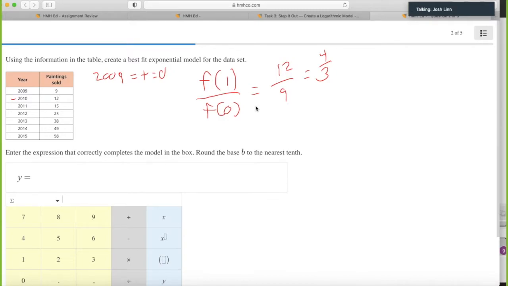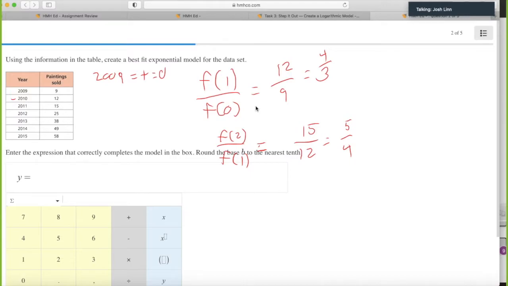So now we can do f of 2 over f of 1. And that's going to be 15 over 12. Again, let's take a 3 out. It's going to be 5 over 4. Not the exact same ratio, but let's see what else we get.